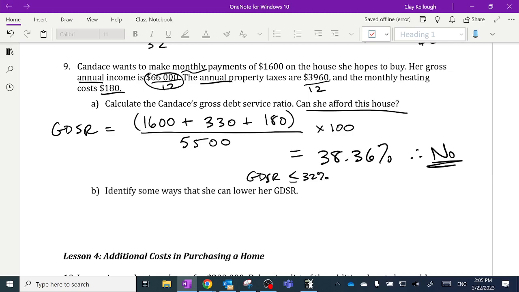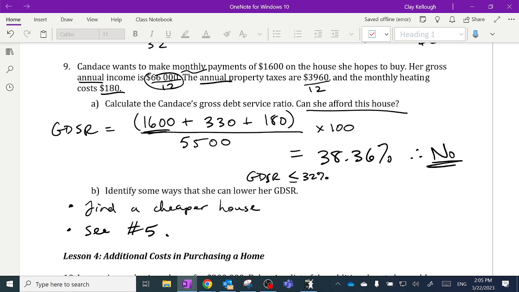Now, what can she do to lower her GDSR? Well, I guess the first thing she could do is find a cheaper house, buy something less expensive, or you could, again, lower this monthly payment by, what number was that where we tried to find lower monthly payments? Number 5.